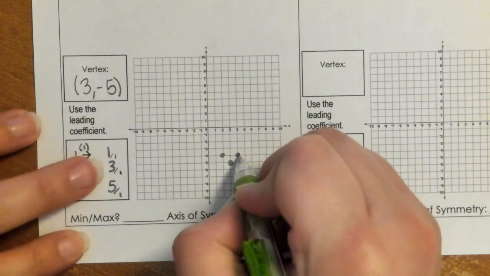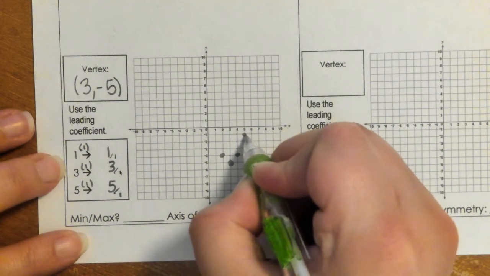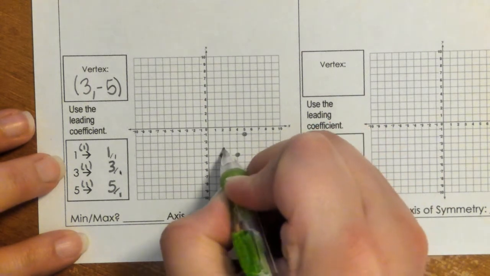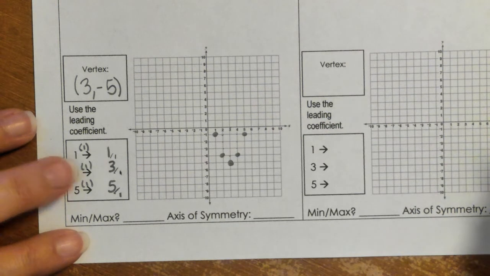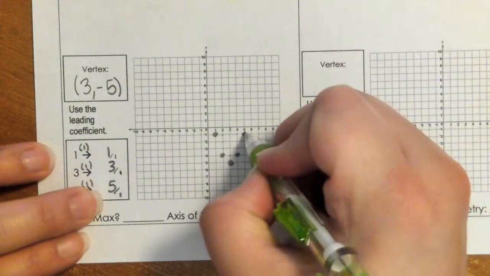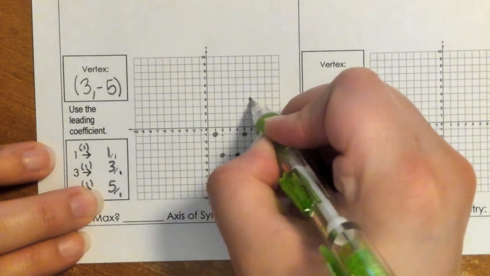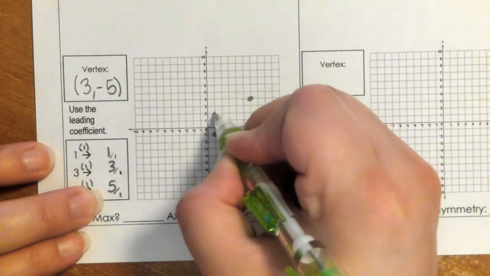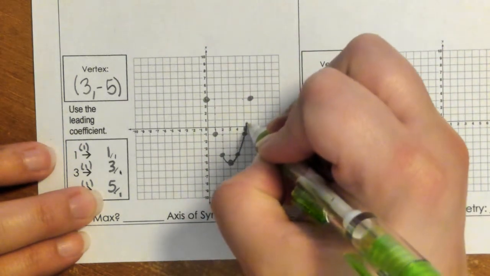From the new point, we're going to go up 3 this time. So 1, 2, 3, over 1, 1, 2, 3, over 1. And then from that point up 3, we're going to also go up 5 since I can fit it on the graph. And then that will create my U shape.